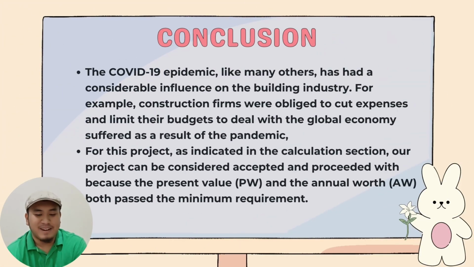I'm back here for the conclusion part of our group project. The COVID-19 epidemic, like many others, has had a considerable influence on the building industry. For example, construction firms were obliged to cut expenses and limit their budgets to deal with the global economy suffering as a result of the pandemic. As for this project, as already indicated in the calculation section, our project can be considered accepted and can be proceeded with because the present worth, PW, and the annual worth, AW, both pass the minimum requirement. That's all from our group. Thank you.